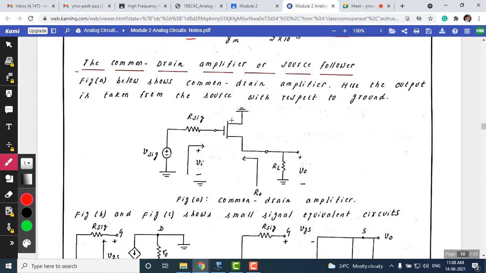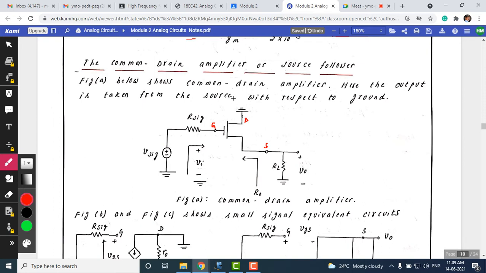You can see the common drain amplifier circuit diagram here. Figure A shown here is a common drain amplifier. Here the output is taken from the source with respect to ground, as you can see in the circuit. Output is taken here at the source. This is going to be the source, drain, this is gate. As you can observe here, drain is grounded since it is a common drain amplifier.